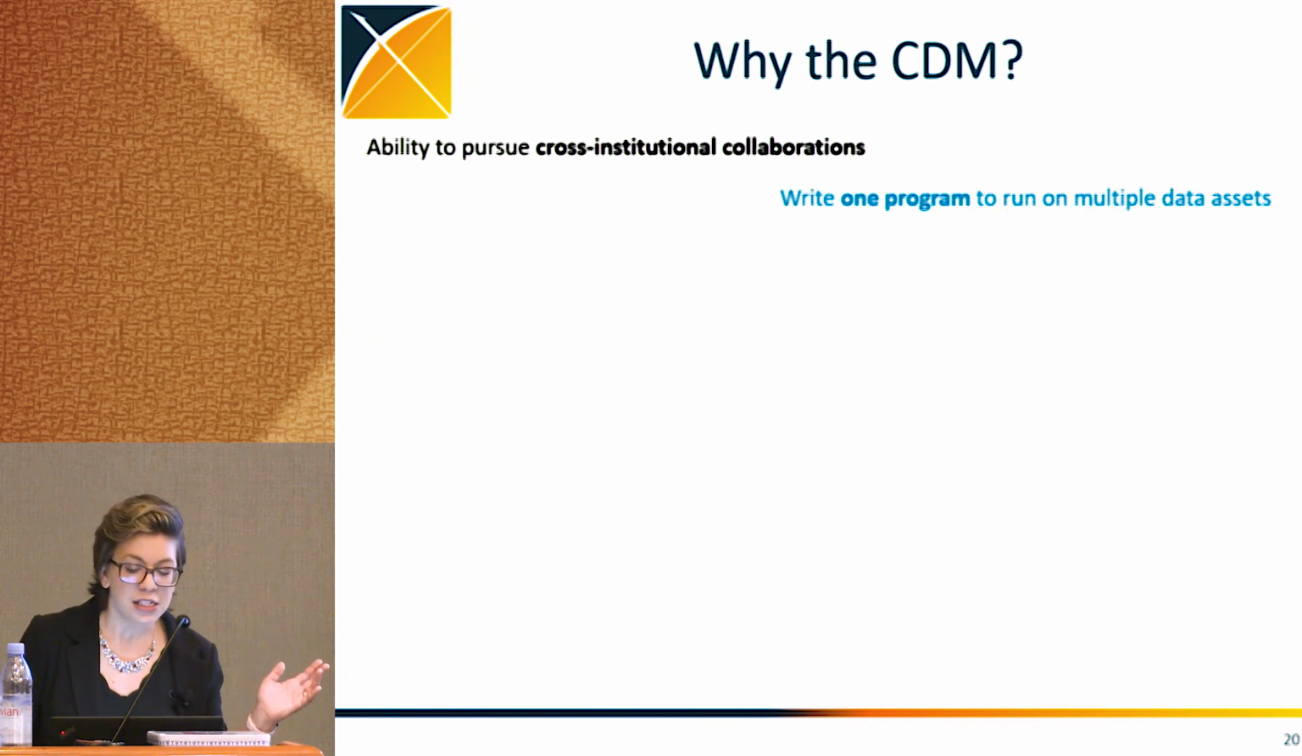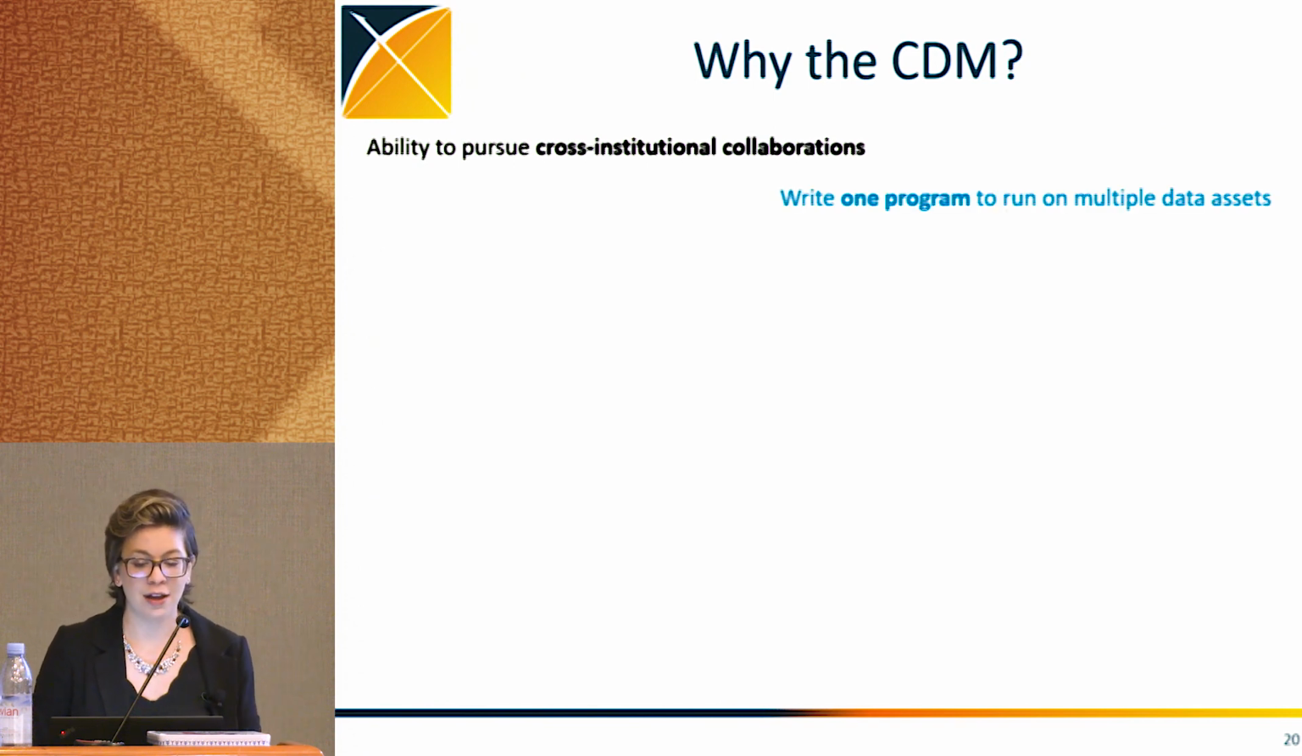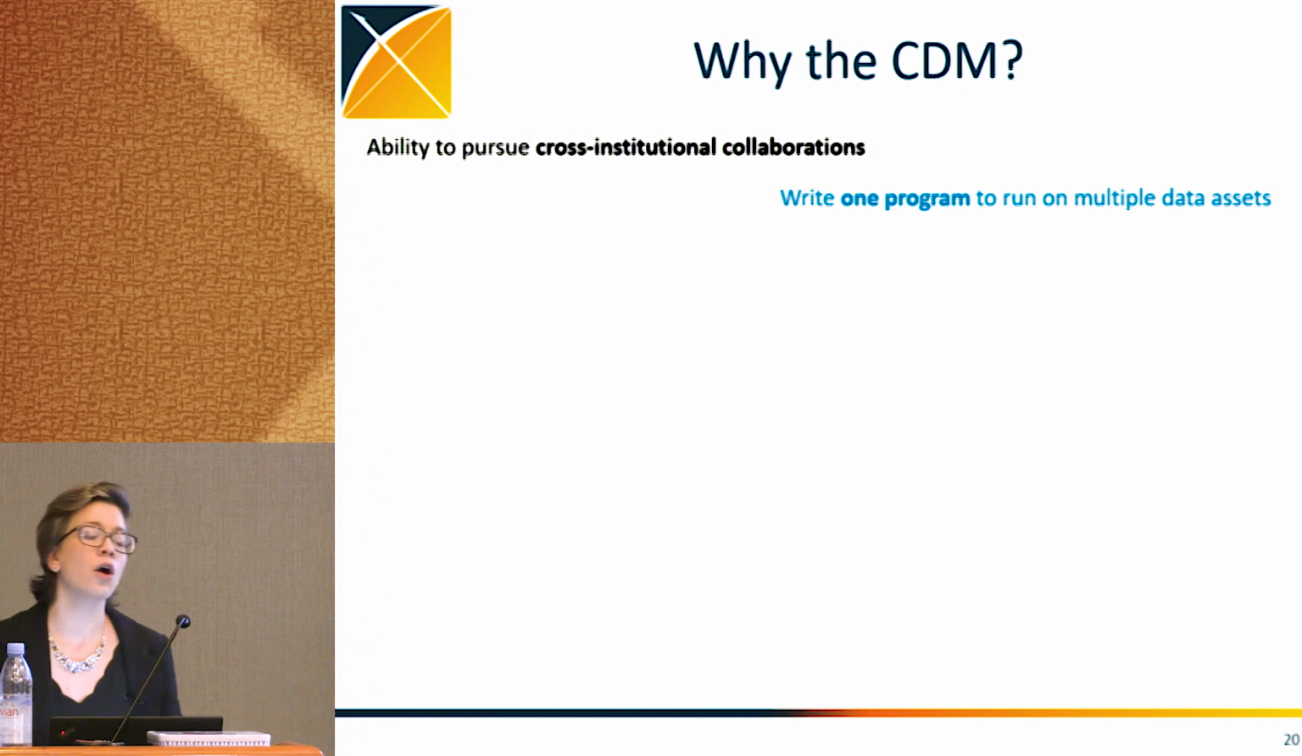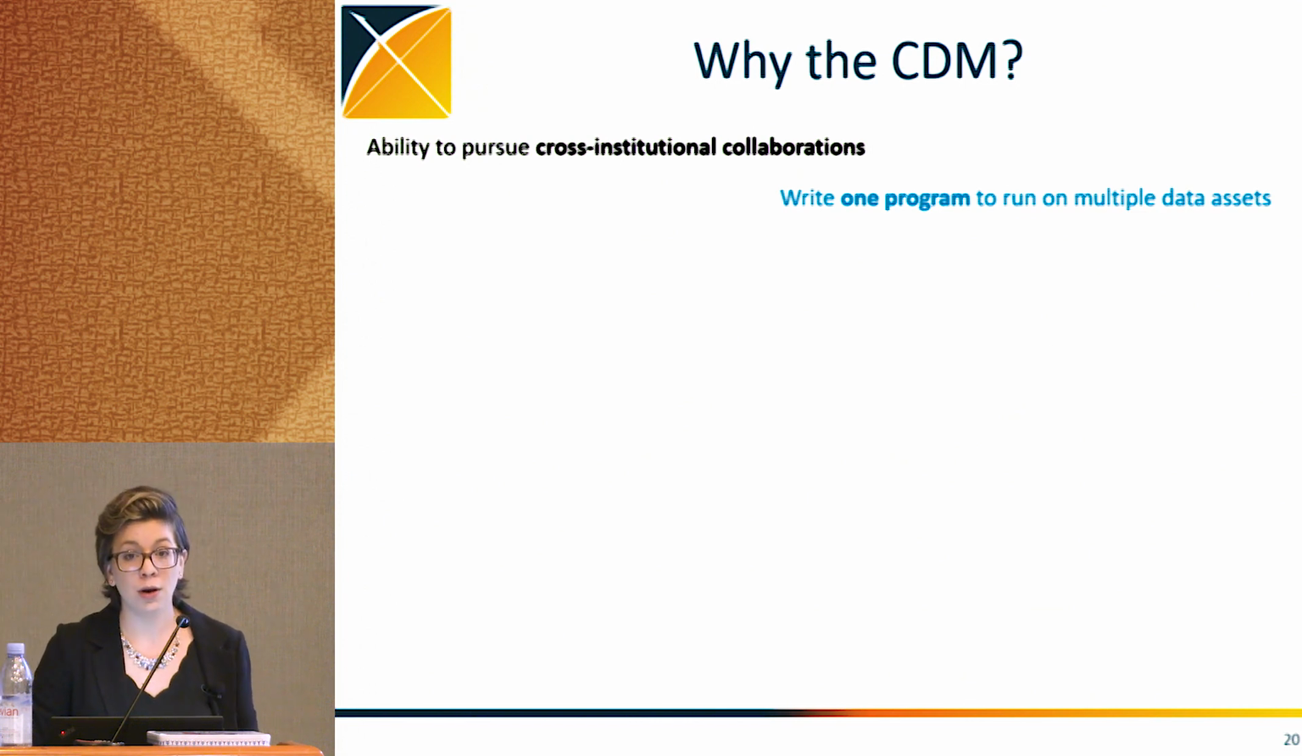I think it's obvious that when you convert to the common data model, you can have one program and run it on multiple data assets. At Janssen, we have 13 different CDMs. So when we write a study, we have the ability to run that study on all 13 CDMs. And what's nice is that we can then make the decision of which CDM it makes sense to run on, and just run it when we need it.